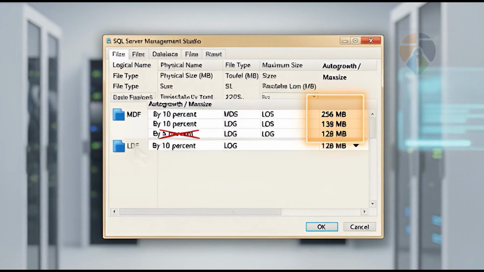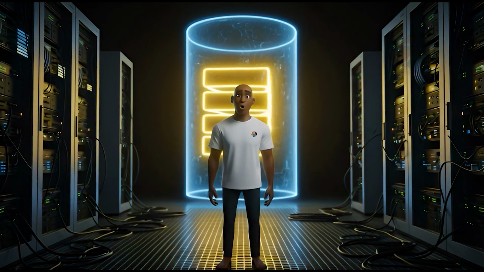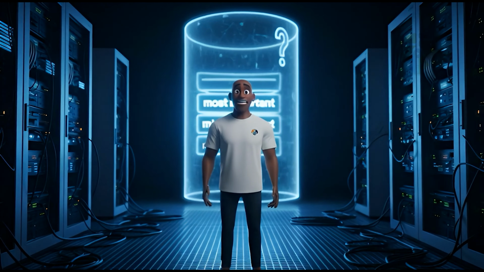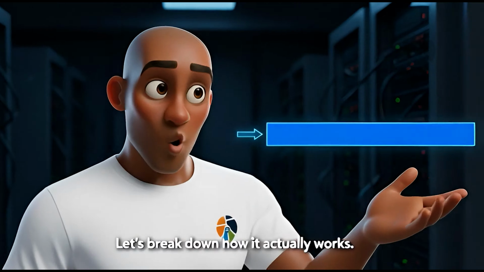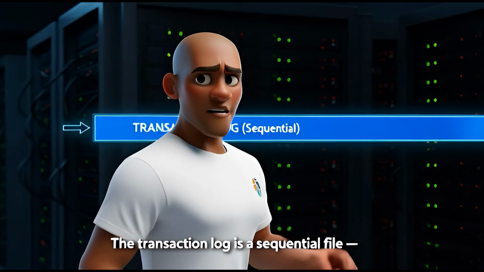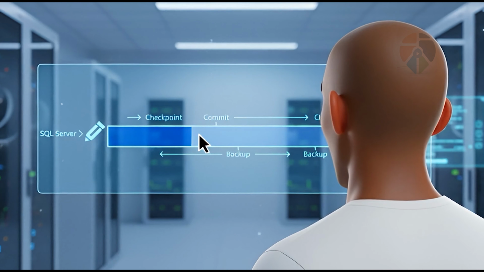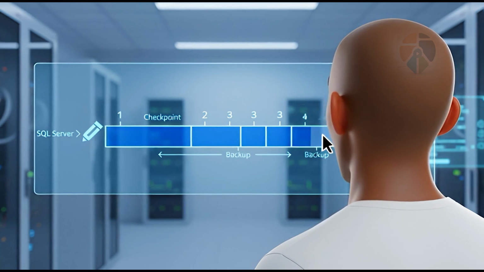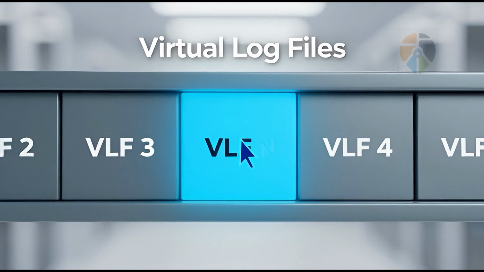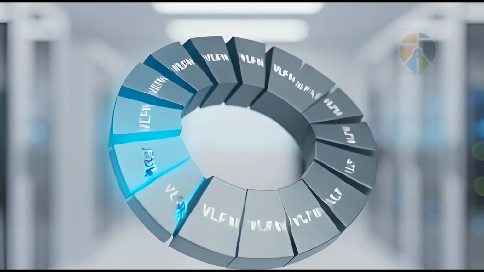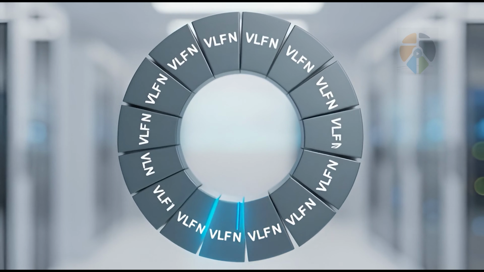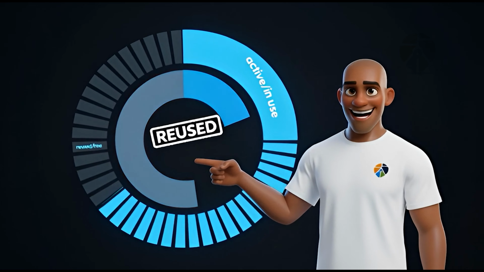The transaction log is one of the most important and most misunderstood parts of SQL Server. Let's break down how it actually works. The transaction log is a sequential file. SQL Server writes to it from beginning to end in order. It's divided into sections called virtual log files, or VLFs. SQL Server uses these VLFs in a circular fashion, reusing space once it's no longer needed.